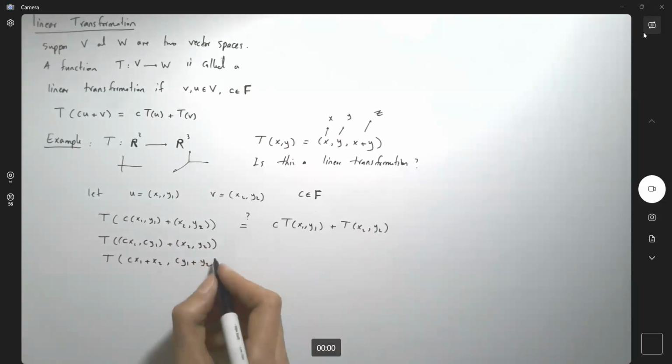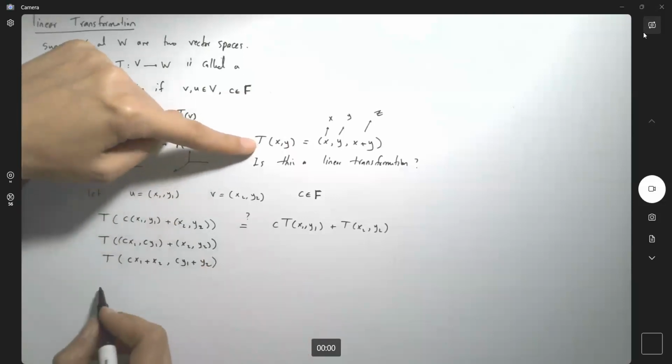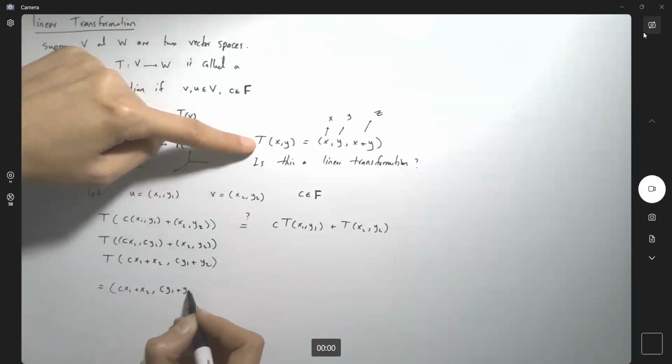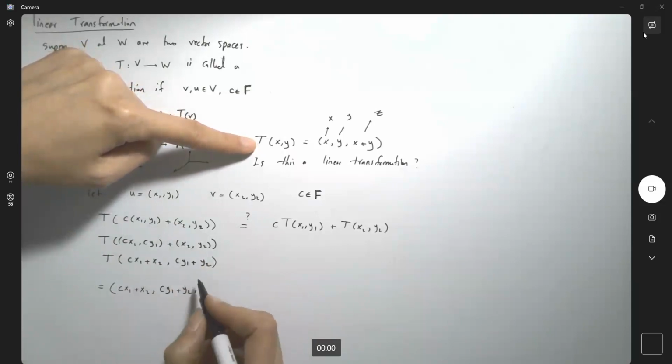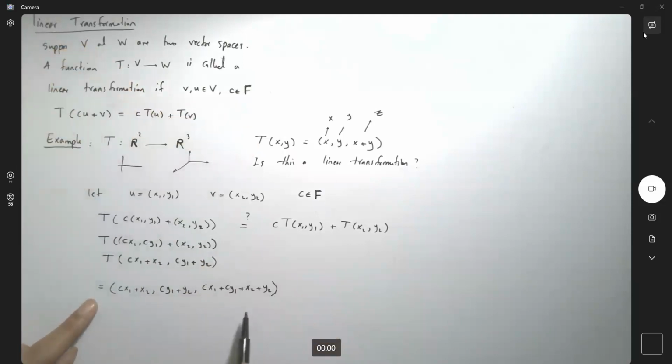Very good. Based on the definition here, this becomes (cx1 + x2, cy1 + y2), and the addition of these two components, cx1 + cy1 + x2 + y2. So this is my left-hand side.